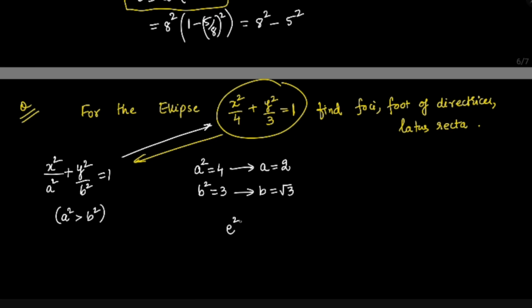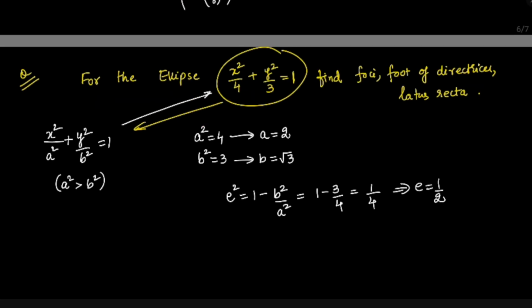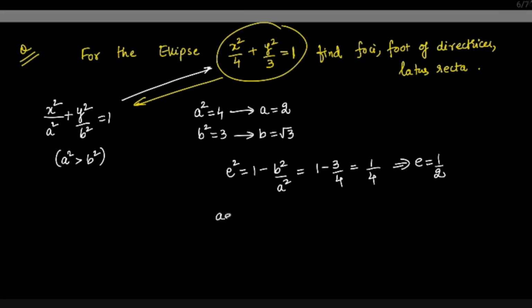What is e square? 1 minus b square by a square, which is 1 minus 3 by 4, which is 1 by 4. That means eccentricity value is 1 by 2. What other distances are important? AE and A by E. Let's calculate them. AE: A is 2, E is half, so AE is 1. What about A by E? A is 2 divided by half, which is 4.